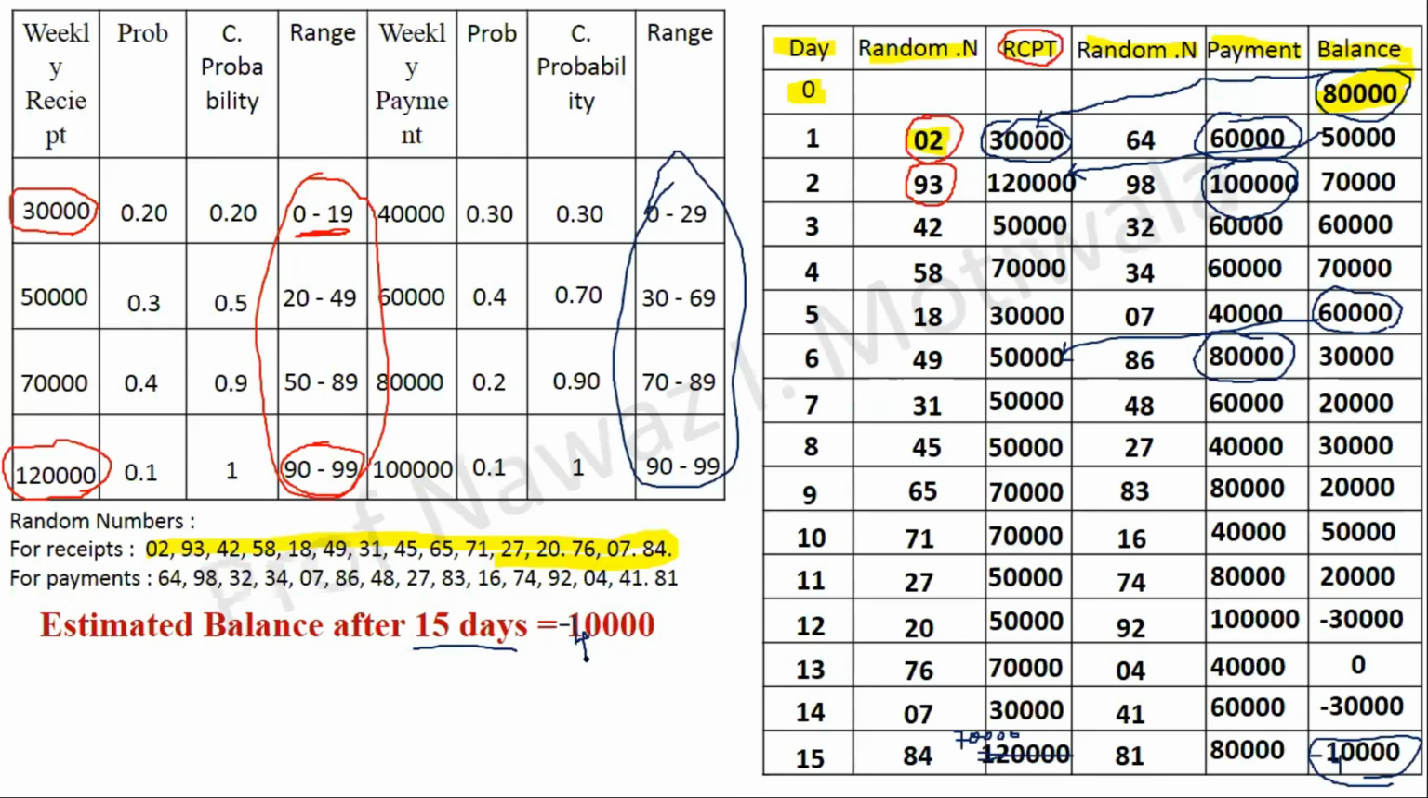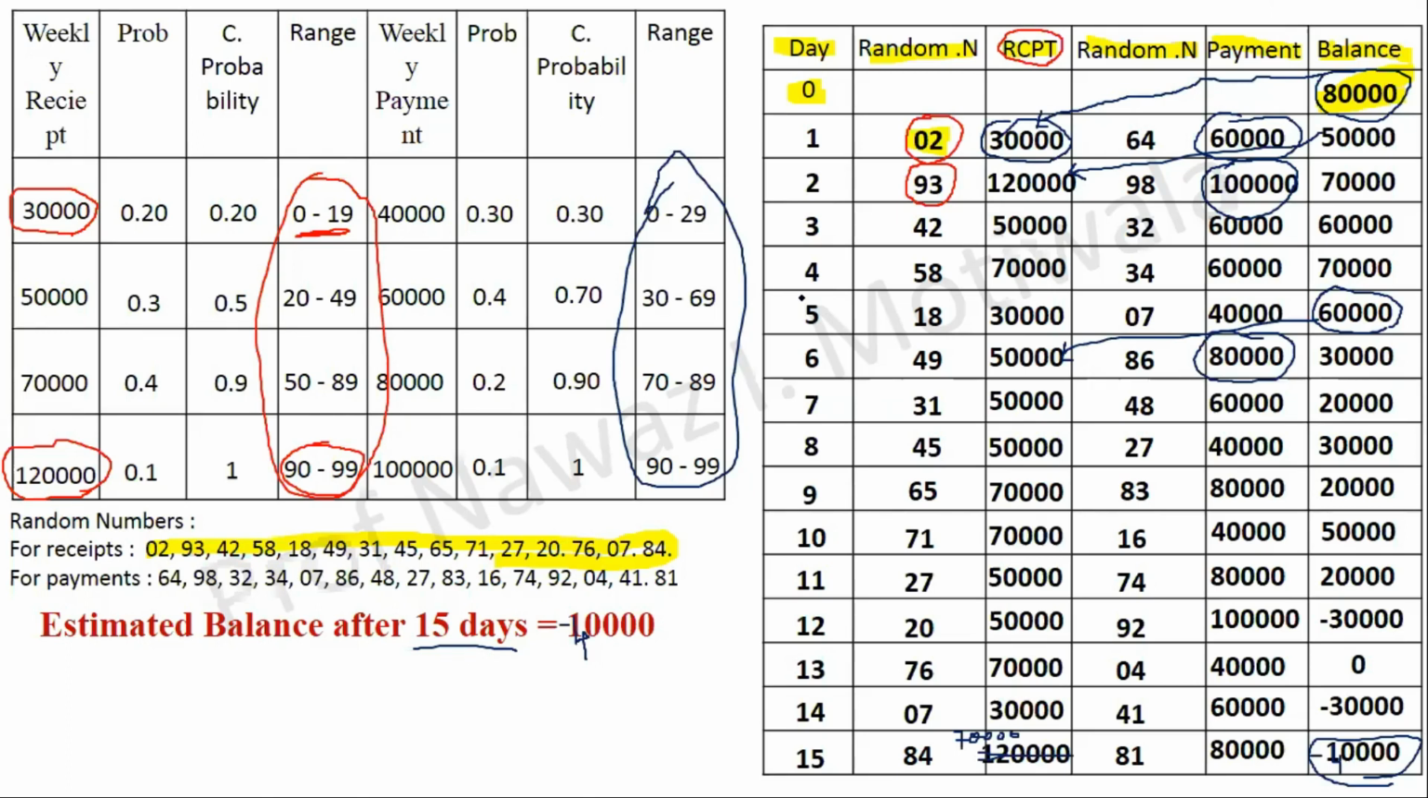Any doubts? No sir. Sir, we also have to find the average. Yes. So how will we take the average? Add everything and just divide by 15. Add all the things and divide it by 15, and you will get the answer for the average balance. Sir, for the lowest balance, we will say minus 40,000, which came on the last day. Yes.